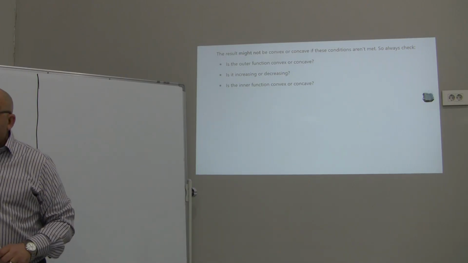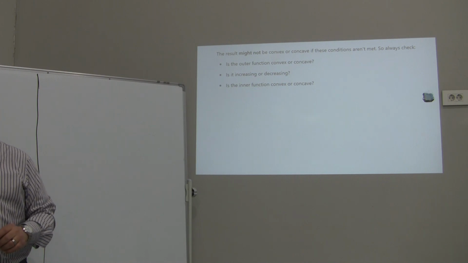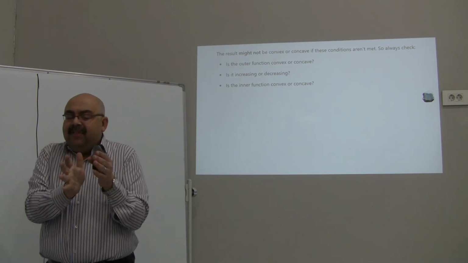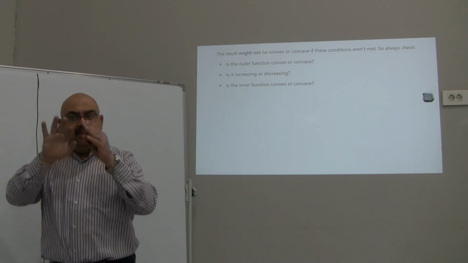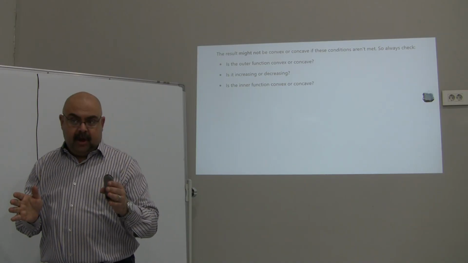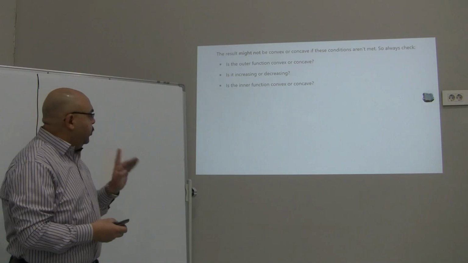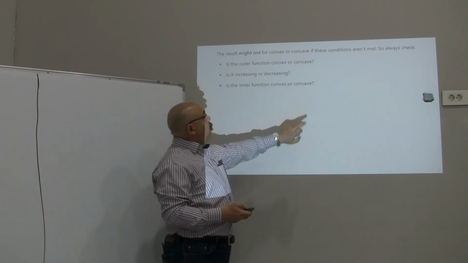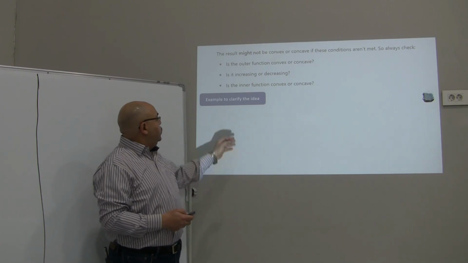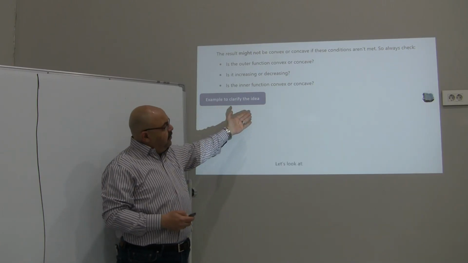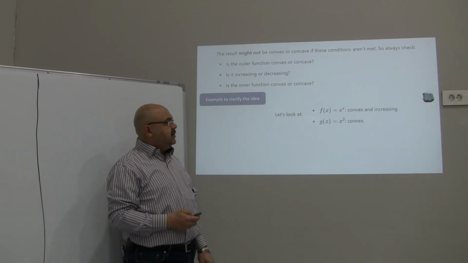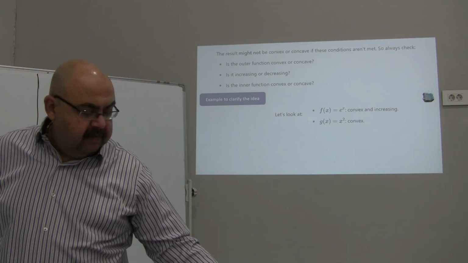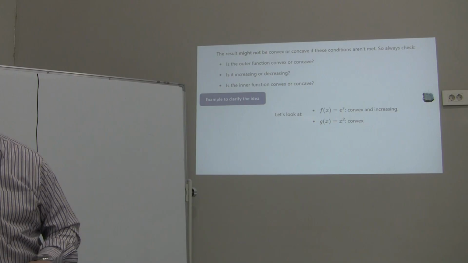And then look to the inner function, because the composition contains the outer function, as you know, and the inner function, which is the function inside the outer one. Okay? So for the inner function, you should also identify if it is convex or concave. Once more, one example to clarify the idea, the example that we explained in the previous lecture, but I will go through it once more.